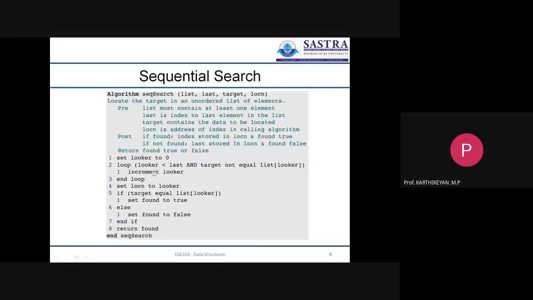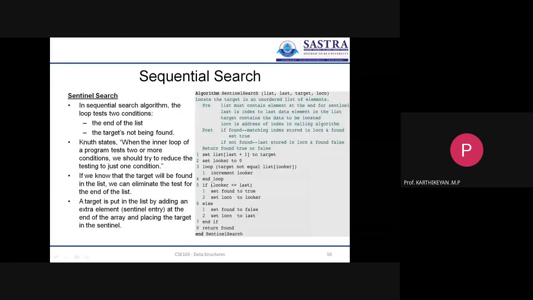So here, instead of performing two conditions, we can reduce it to one condition. Reducing the number of conditions will also improve the efficiency of the algorithm. So how to reduce the number of conditions? Instead of two conditions, how to use one condition? That is the sentinel approach. In the sentinel approach, the target element, whatever element we need to search, is directly inserted into the list.